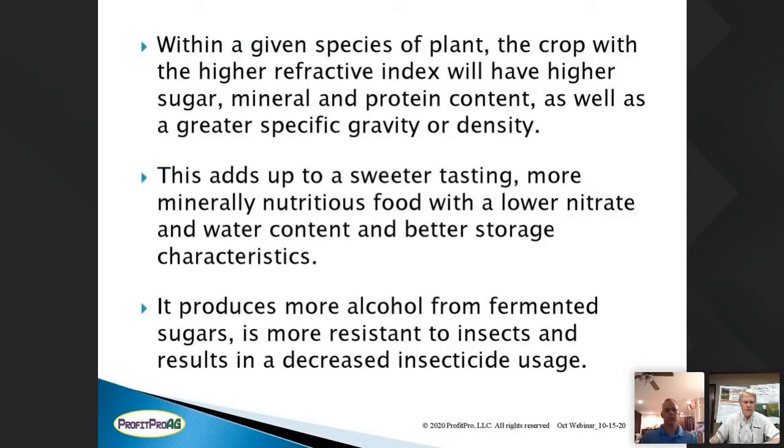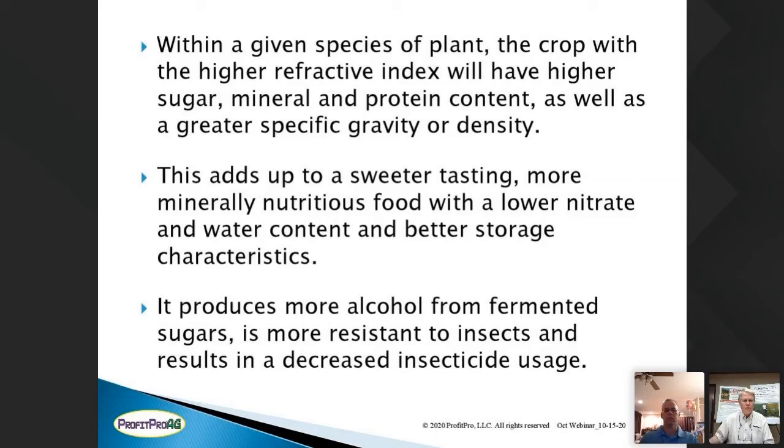Now, when we have a higher BRIC, that means we have more sugar, more energy, more minerals, more vitamins, more protein, more secondary metabolites, and a greater specific gravity and density. This adds a sweet taste to that food, but it also stores better. You can take an 8 BRIC tomato and a 14 BRIC tomato and put them on your kitchen shelf in the summer, and in a matter of 5 days, that low BRIC tomato is rotting. The high BRIC tomato will not rot, it'll dehydrate. Same thing with your corn in the bin or many of your forages.